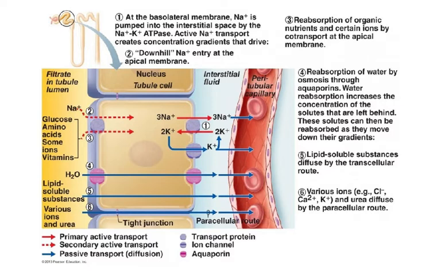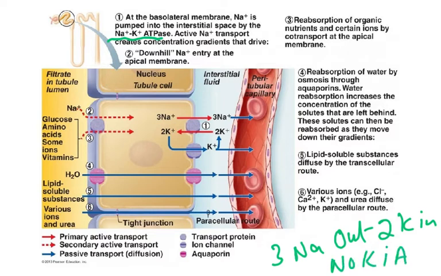Number one, at the basolateral membrane, sodium is pumped into the interstitial space by the sodium potassium ATPase. That is the sodium potassium pump, which is 3 sodium out and 2 potassium in. And I made the mnemonic for that, which is Nokia, which I hope you remember from my videos. So this is 3 sodium out and 2 potassium in always. I know, of course, we don't use the Nokia phones anymore, but still it's a nice way to remember it. 3 sodium out, 2 potassium in always. So at the basolateral membrane, you have this. You can see this here. This is number 1 here, which we are talking about.